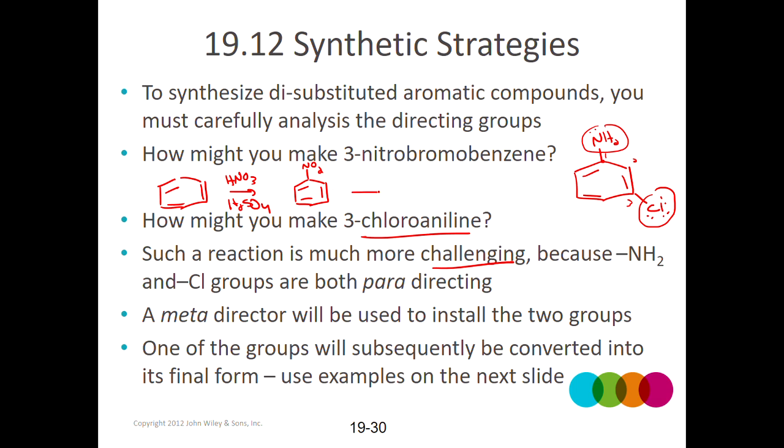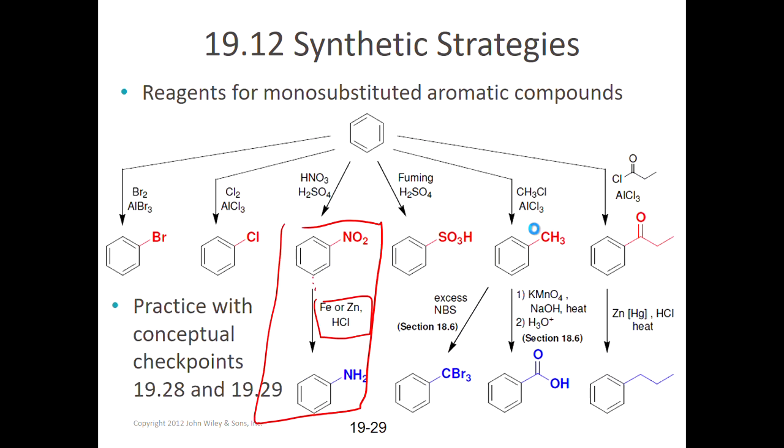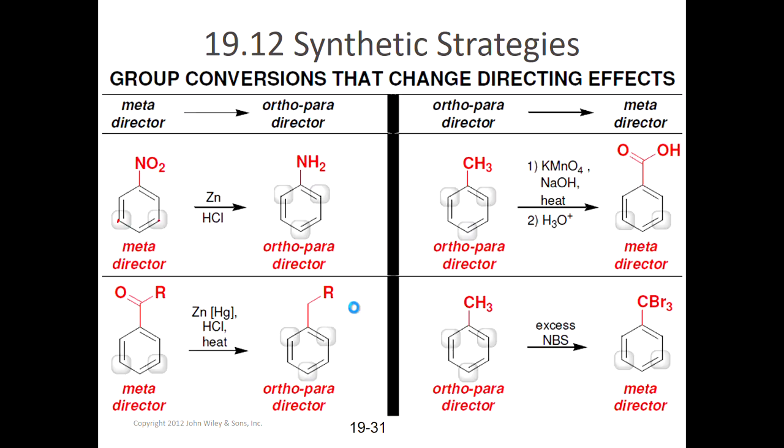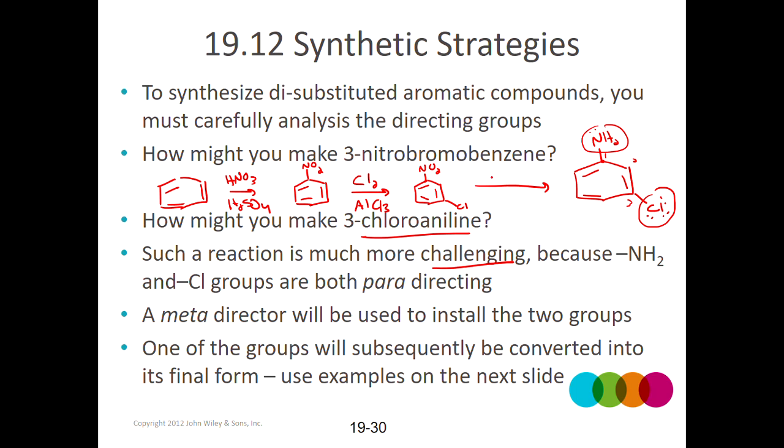Now that that's a meta director, it's also a deactivator, so I definitely need a catalyst. I would use Cl2 and AlCl3 as my catalyst, and that should then do the chlorination, at least on paper, at a position that's meta to the chloro. And then to get the final product, I can use iron or zinc with HCl. Here they're just using zinc. And that should reduce the nitro to the amine, right?